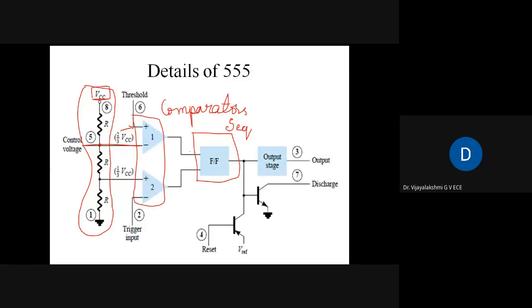Okay, it has two inputs. The inputs to this flip-flop are one we call the set input, and the other one we call the reset input. So what do we mean by the set input and what is the reset input?